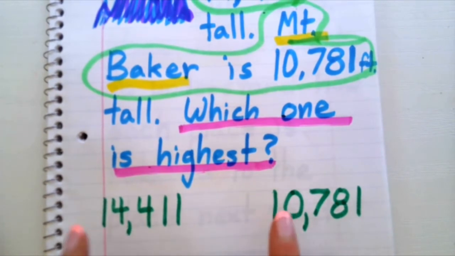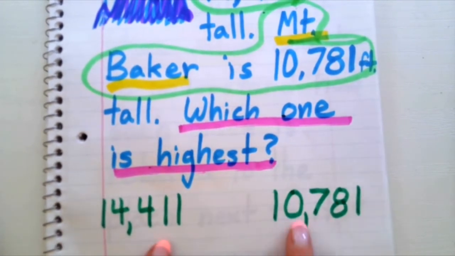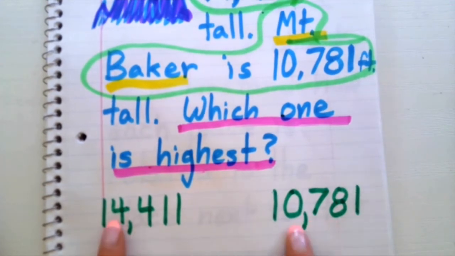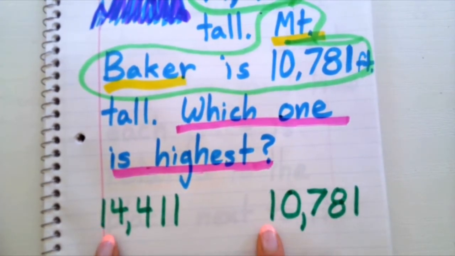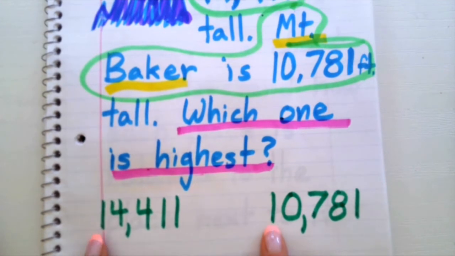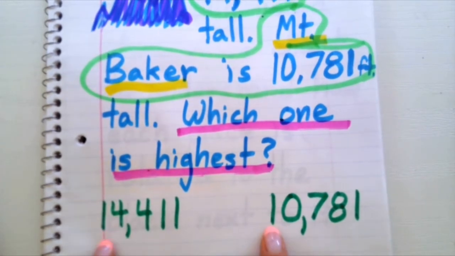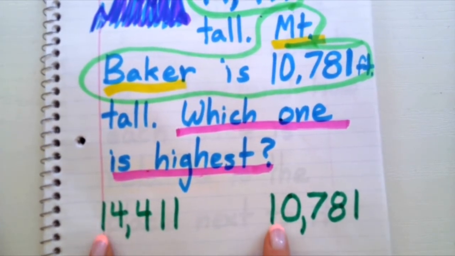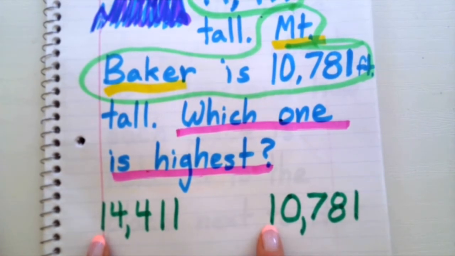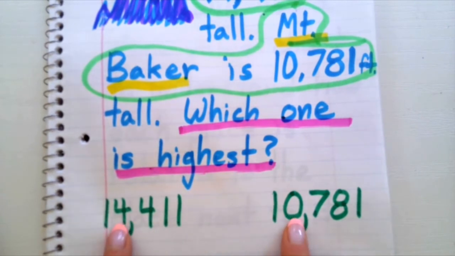Remember, we start with the biggest place value. Both of these numbers have 1, 2, 3, 4, 5 digits. So the biggest place value is 10,000. There's 1 ten thousand in this number and 1 ten thousand in this number. So for the biggest place values, these two numbers have the same digit. So we need to move down to the next smallest place value, the thousands.